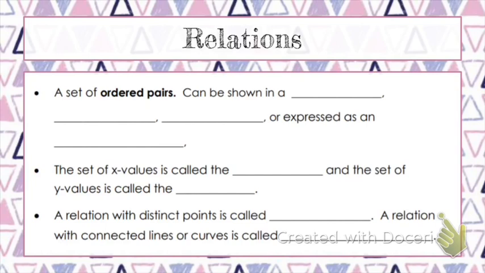Okay, so we're going to talk about relations and functions. So first, let's define a relation. A relation is a set of ordered pairs. Okay, it tells us that right there. And it can be shown in a table, a graph, a mapping, or expressed as an equation.